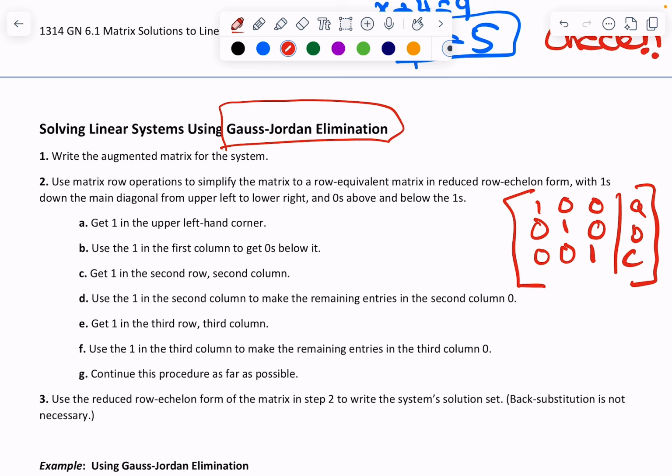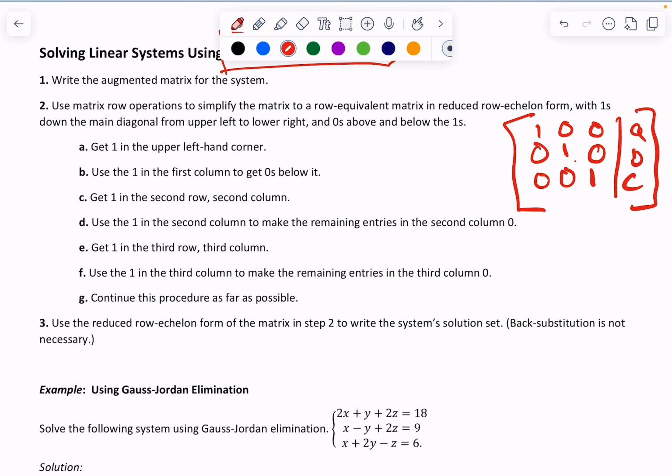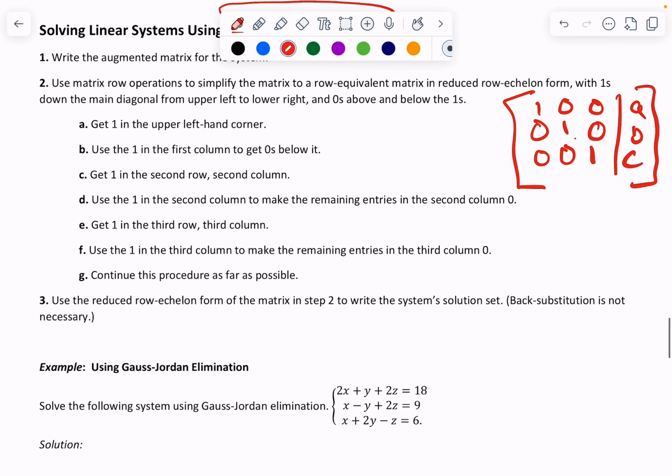So for this one, once we do it, it'll be easy to just say x equals a, y equals b, and z equals c. So what we're going to do is, and this starts the exact same way. We want a 1 in the upper left-hand corner, and then we want zeros below it.